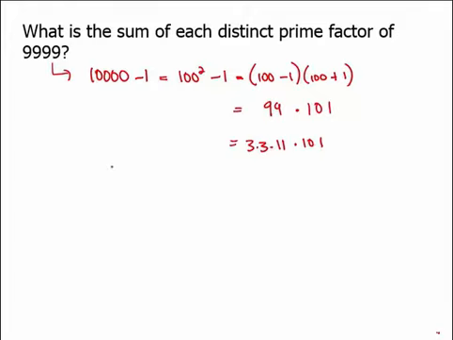And so the distinct prime factors are 3, 11, and 101. Those are the three distinct prime factors of this number. When we add these up, we get 115, which is the sum of the distinct prime factors of this number.